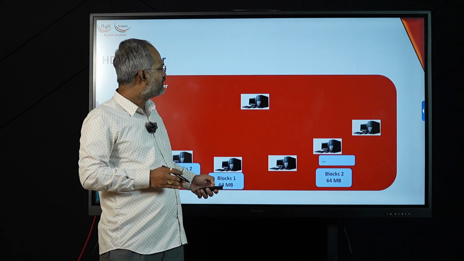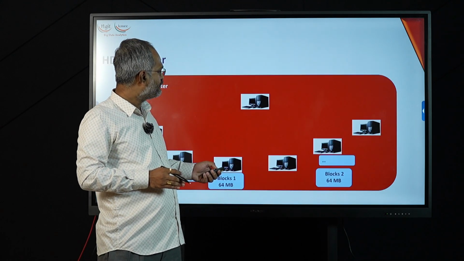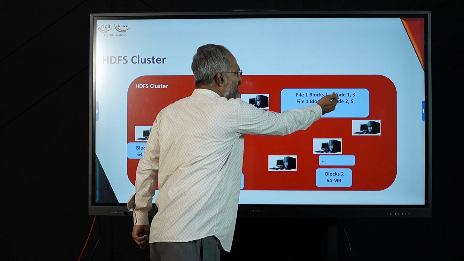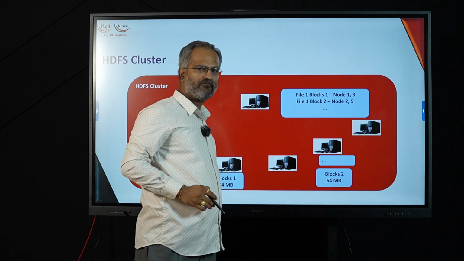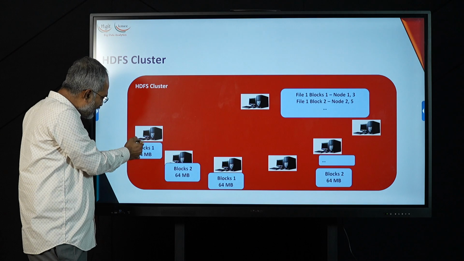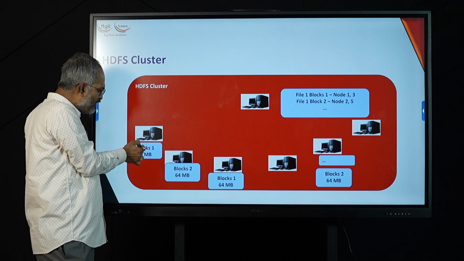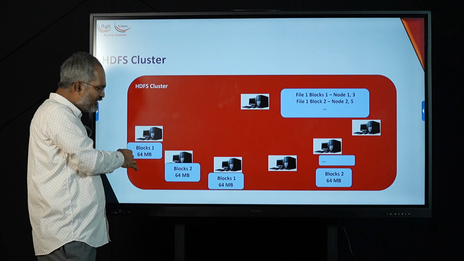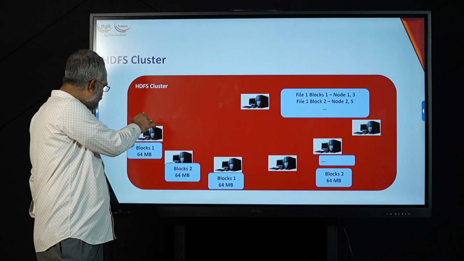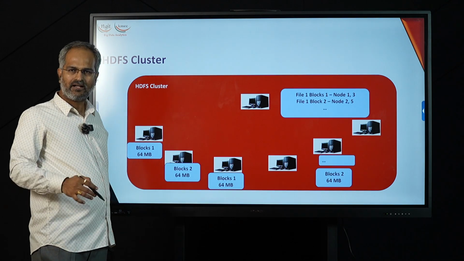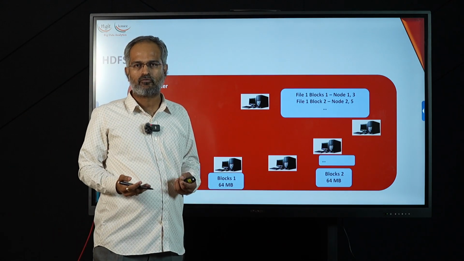So see here, this is file 1, block 1. It is available in node 1 and 3. Why node 1 and 3? Because see here, for file 1, block 1 is available here. Let us say, for example, this particular machine fails. In that situation, where can we get block 1?